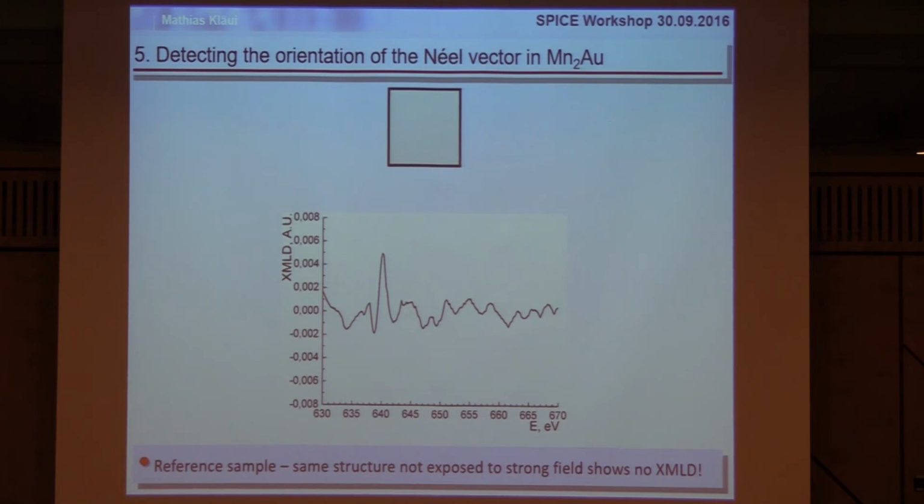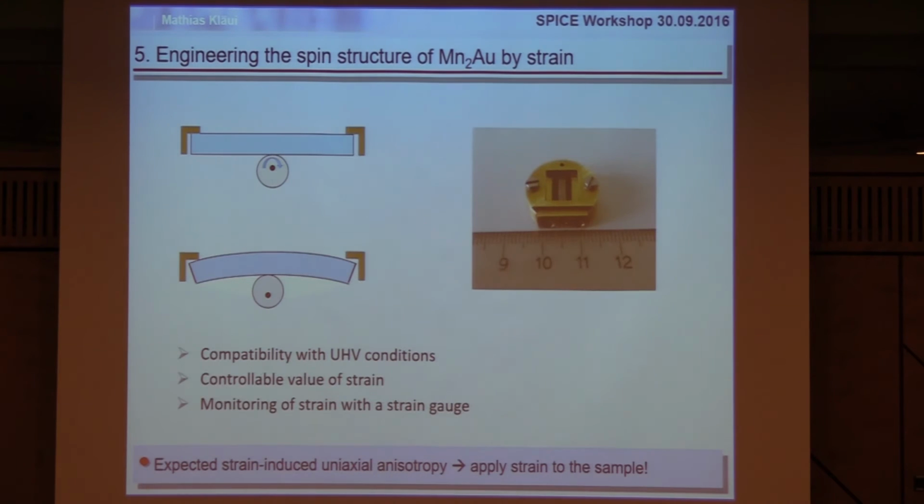So then the way forward is to go to strain. And so we built a small strain device where we can actually monitor the strain with the strain gauge. And you can put your sample here on top. And then, like in this medieval torture instrument, you can adjust the screws. And if you adjust it too little, the sample dies.